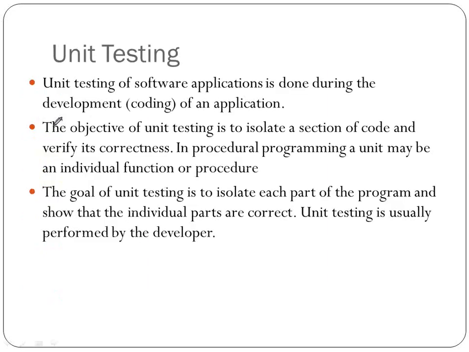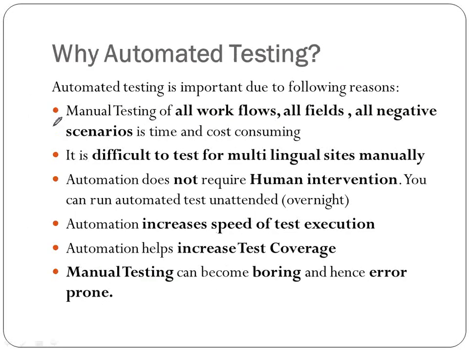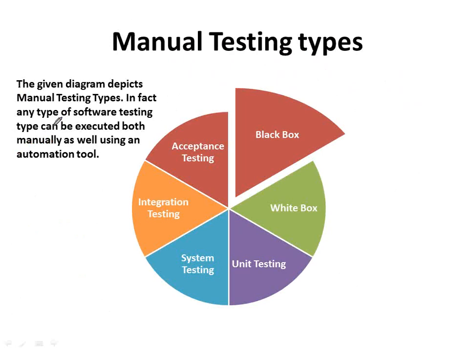So let's go back to our manual test. Okay. We talk about these processes, right? These are the different types: acceptance testing, integration testing, system testing, unit testing, white box, and black box. These are a few of the very important types of testing in manual testing. You'll see more, but all of those can be ballooned up into one of these.